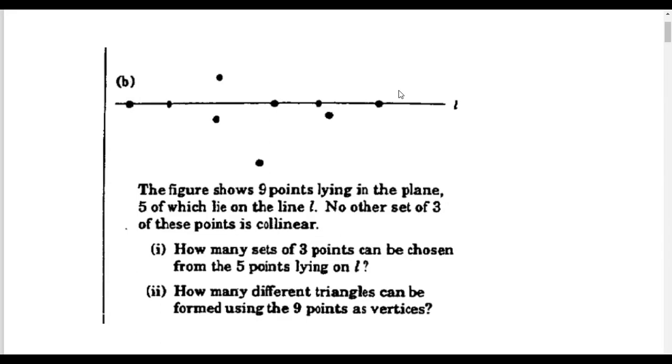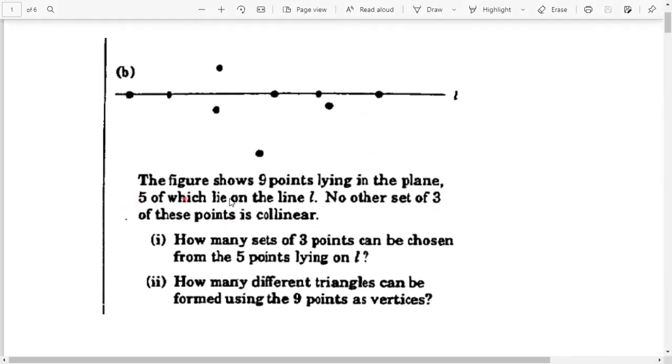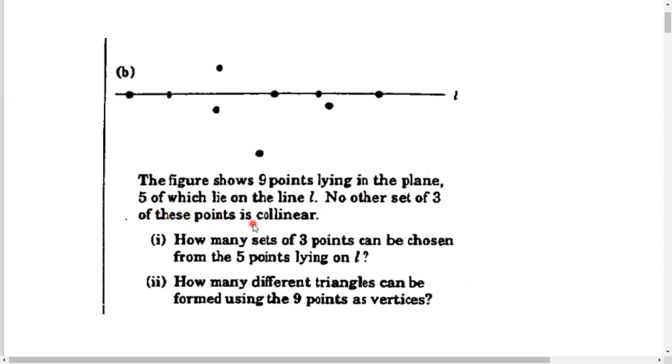And you have a figure. You have 9 points: 1, 2, 3, 4, 5, 6, 7, 8, 9, 5 of which lie on the line L. 1, 2, 3, 4, 5 on this line L. No other set of 3 of these points are collinear. So firstly, you have to understand what that means, which is that collinear means on the same line.